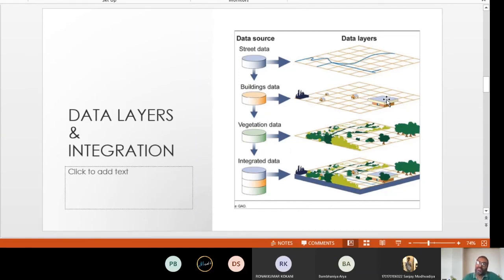So all information, even about these trees, which tree is this, how old is the tree, where is the grass area, where is the open park, everything can be drawn here, and the information regarding all these can be kept separately in tabular formats. So the database here is the spatial database about the objects, and a tabular attribute database would be there. Okay. So this is data layers and their integration in GIS. This is very important.